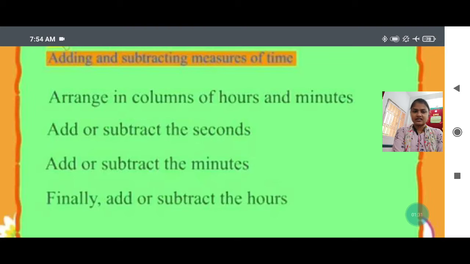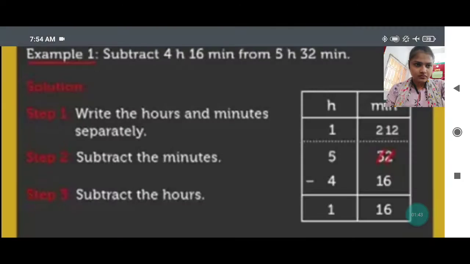Addition we have already discussed in the last class. Today's topic is subtraction, okay? Measures in the subtraction of time, okay? And finally at last we used to add or subtract, that I have said. Now let's move on.